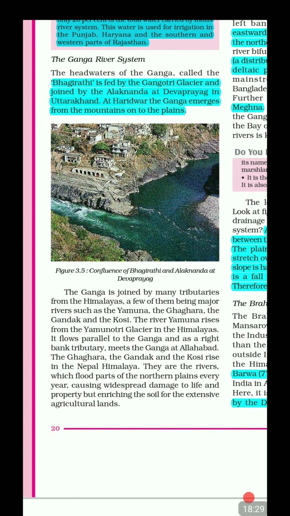The headwaters of the Ganga, called the Bhagirathi, is fed by the Gangotri glacier, joined by the Alaknanda at Devprayag in Uttarakhand, and at Haridwar, Ganga emerges from the mountains onto the plains. So, we have already discussed, it is the largest river system in India, right? The Ganga system is made by Bhagirathi and Alaknanda. Bhagirathi rises from the Gangotri glacier near the Gomukh in Uttarkashi, and the Alaknanda starts from Satopanth glacier, right?